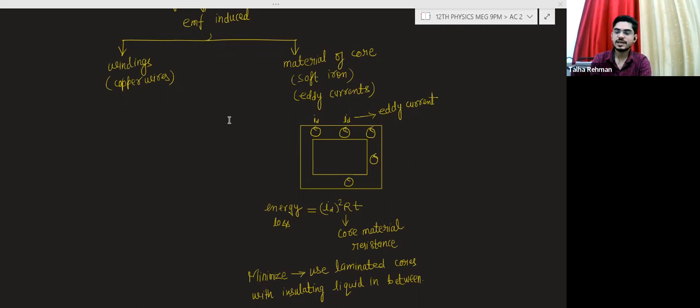Again and again I am saying, in physics the concepts are linked with each other. If you skip one class and don't know that concept, in the next concept there will be a problem for you.